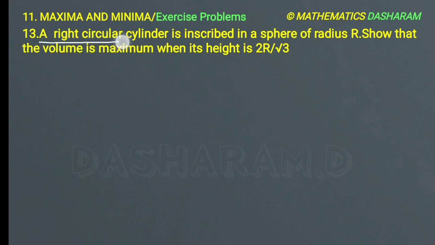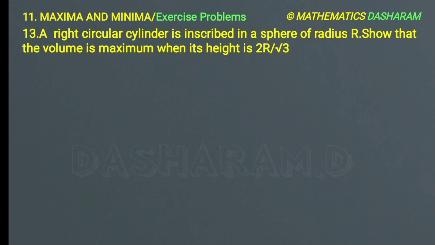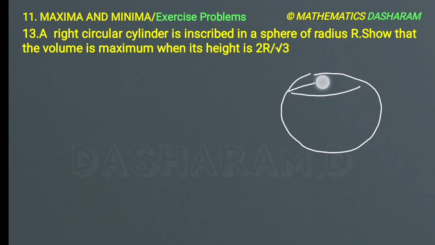13th question. A right circular cylinder is inscribed in a sphere of radius capital R. Show that the volume is maximum when its height is 2R by root 3. So the cylinder height is 2R by root 3. Let's draw one diagram. First the sphere diagram. Now a right circular cylinder inscribed in a sphere. So this is called a right circular cylinder inscribed in a sphere.